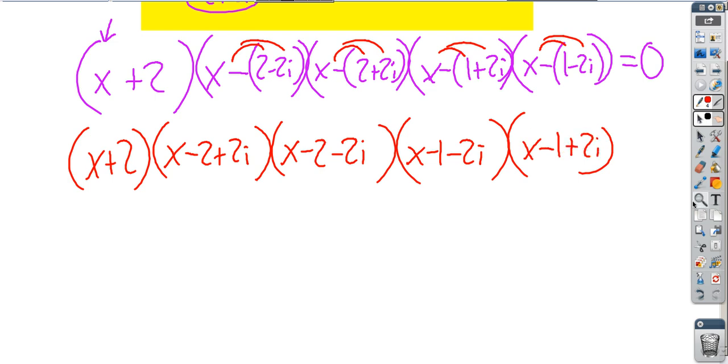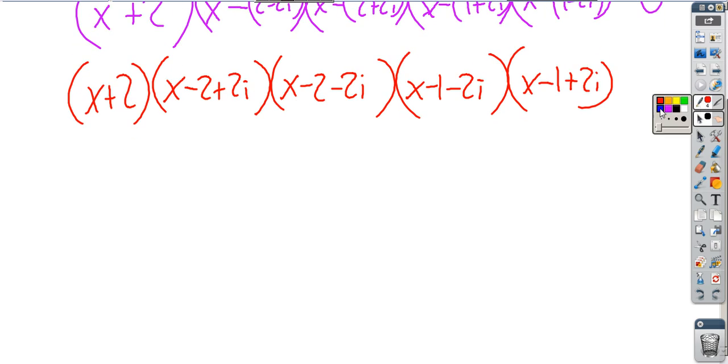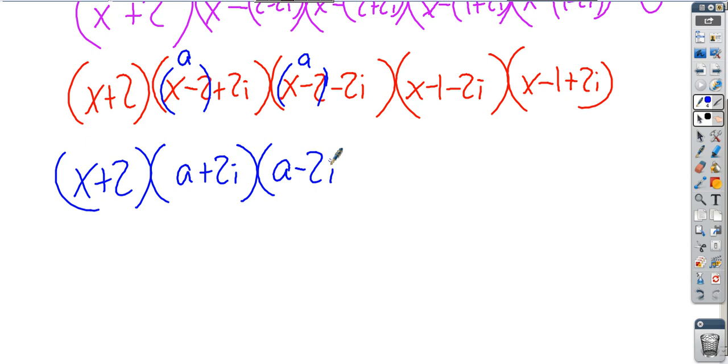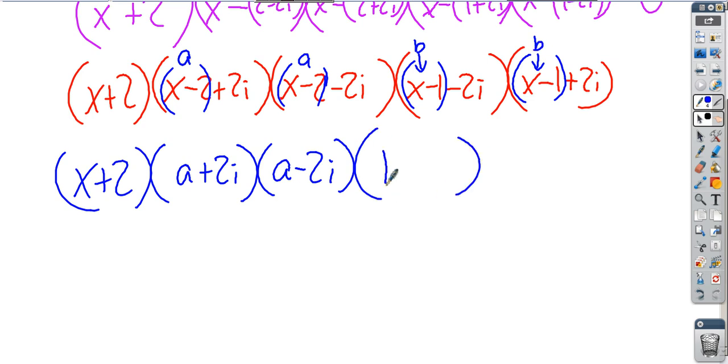Okay, here's a way that we can make this easier to multiply. If we look at this right here, we have x minus 2 plus 2i, and we have x minus 2 minus 2i. And that might remind you of something we talked about before called the difference of squares. The pattern is it's something plus a number, something minus a number. So let's just substitute the letter a in for x minus 2, because that will be easier to see what we're doing. We'll substitute a, and we'll put that back at the end. Same thing here. This is x minus 1, so let's just substitute the letter b in here, because that will be easier for us to multiply. Then we have b minus 2i, b plus 2i.